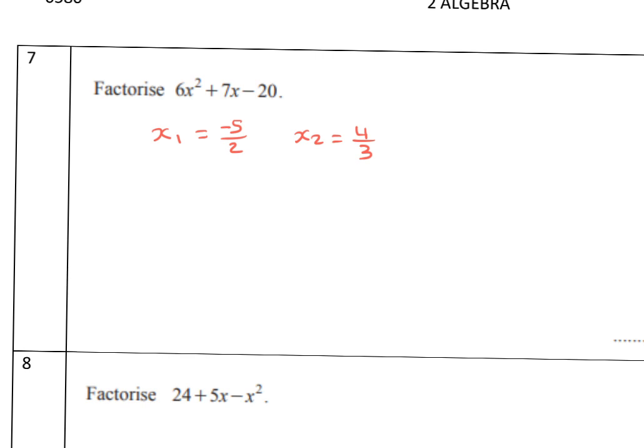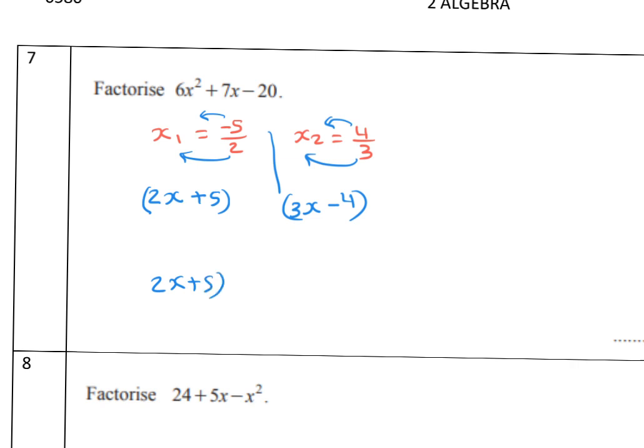Now from the first value for x, multiply by 2, so 2x, then transpose negative 5 as positive, so 2x plus 5. This is the first bracket. For the second value, multiply by 3, so 3x, and transpose 4 to the other side as negative, so 3x minus 4. This is the second bracket. So 2x plus 5 times 3x minus 4.